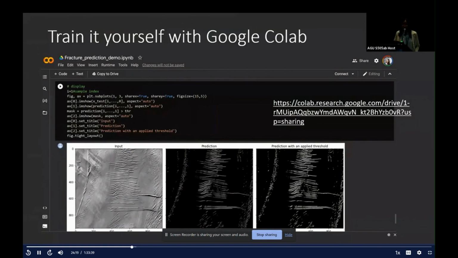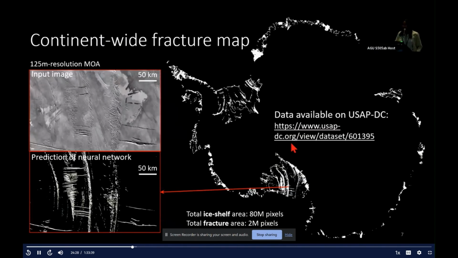So here we create a Google Colab. If you are a beginner and interested, you can find this link on my website and then train a neural network yourself. Once a neural network is trained, it can be used to predict fracture locations over all Antarctic ice shelves. And here, roughly 2 million pixels out of a total of 80 million pixels of ice shelf areas were identified as fractured, and they were marked in white color.